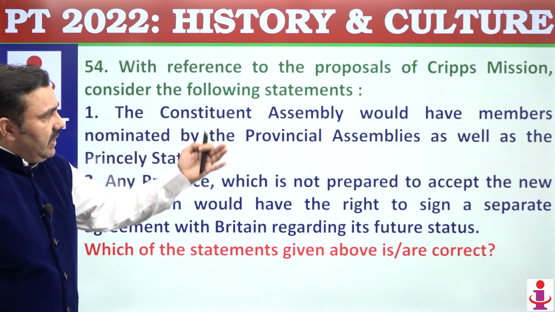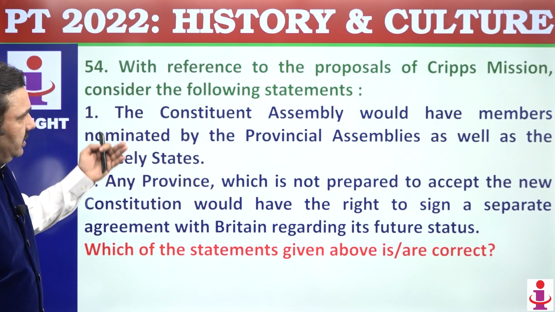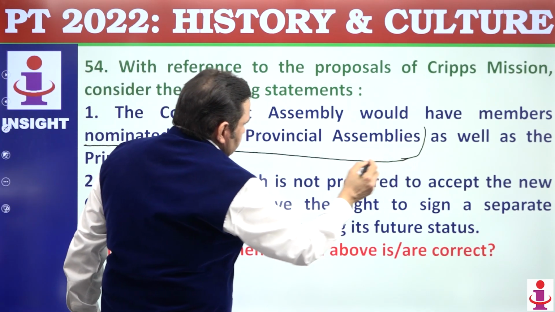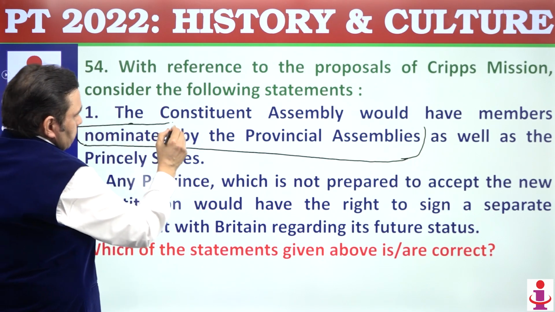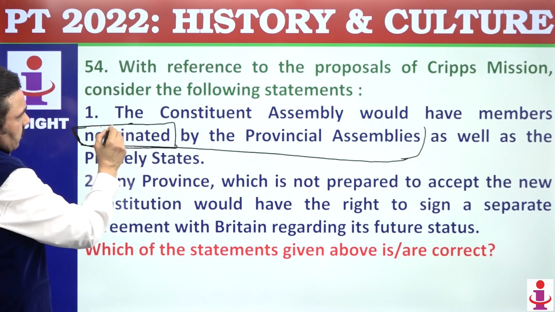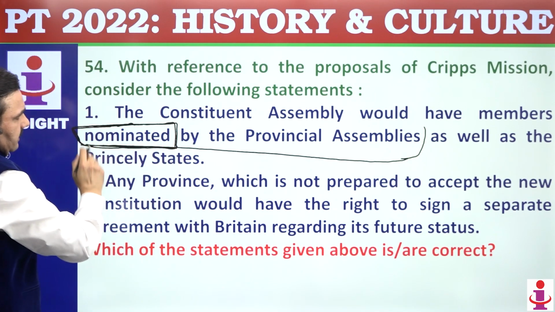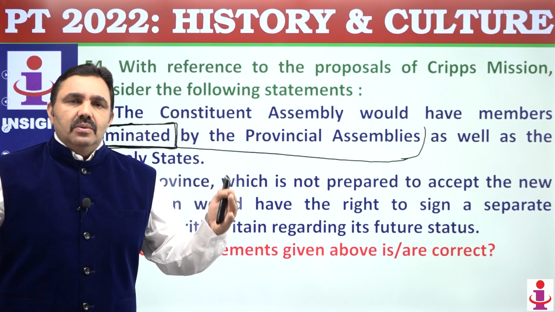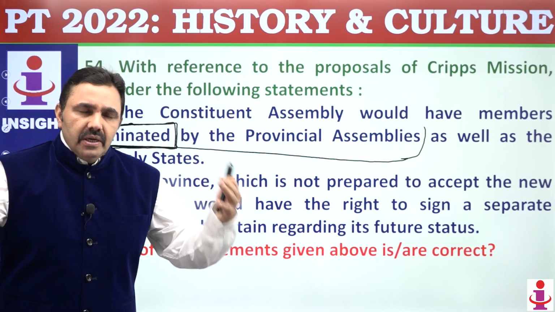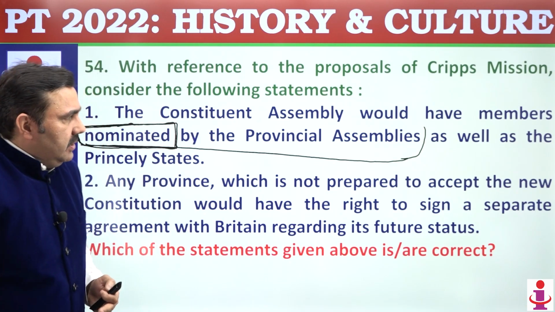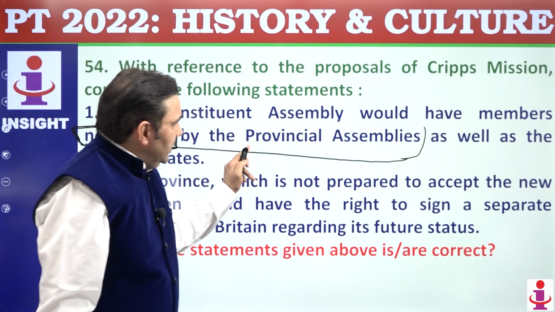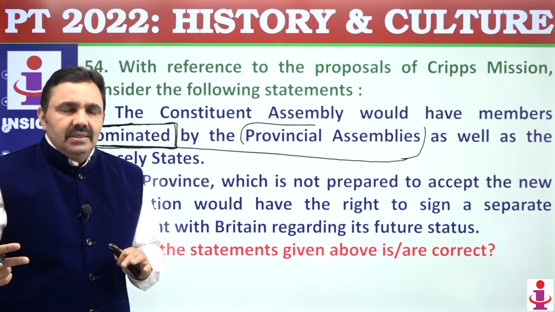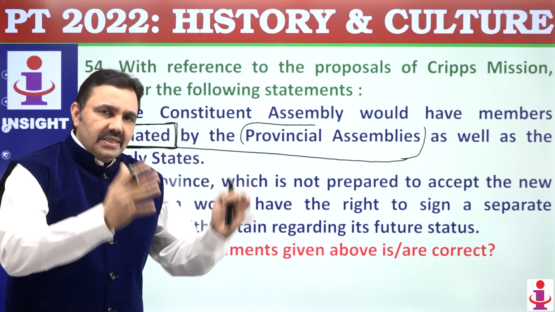The Constituent Assembly would have members nominated by provincial assemblies. So Cripps' plan, announced in 1942, put forward a system of election of the Constituent Assembly. As per Cripps' proposal, a Constituent Assembly would be set up after the end of the war. The formula to be used was also proposed here, and the formula was that provincial assemblies would elect, not nominate. Provincial assemblies would elect members for the Constituent Assembly.